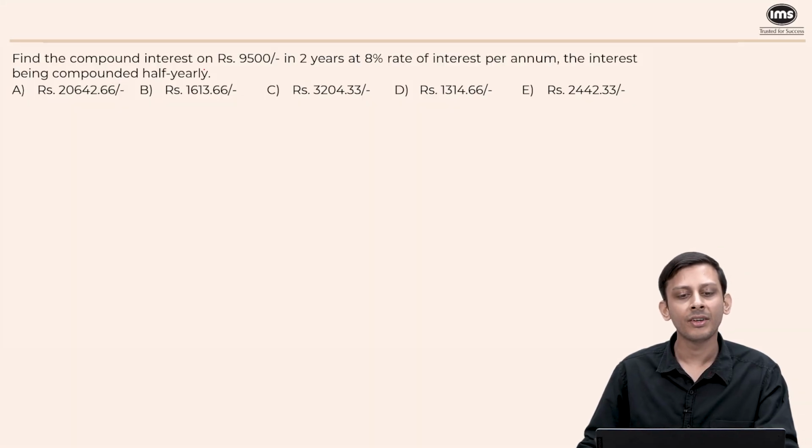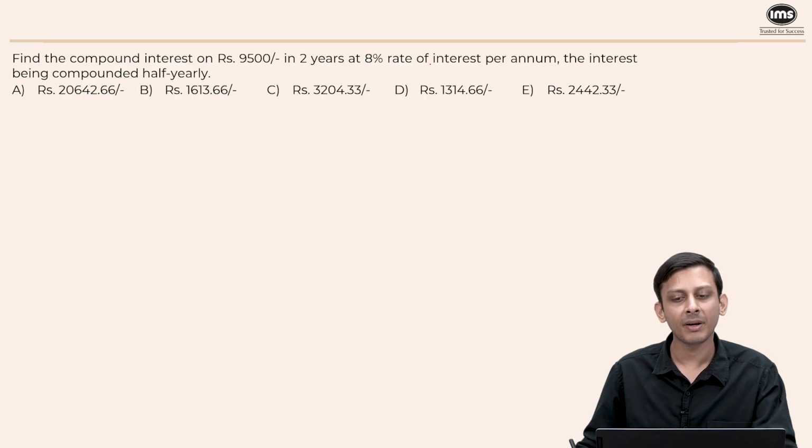Find the compound interest on rupees 9,500 in 2 years at 8% rate of interest per annum, the interest being compounded half yearly. Here we can see again we have half yearly compounding. So if it is 8% for the full year, it will be half of that, 4% for half a year. And we have time period of 2 years, which will be equal to 4 half years.